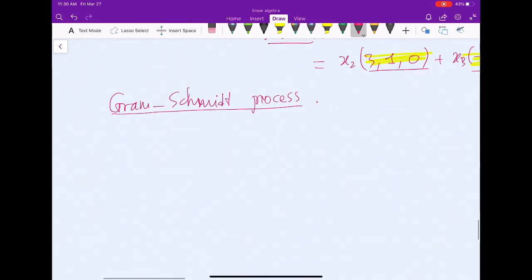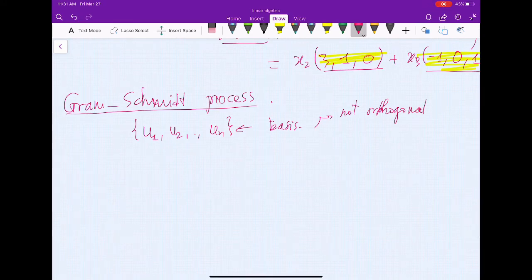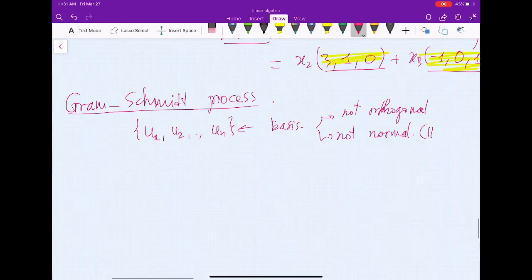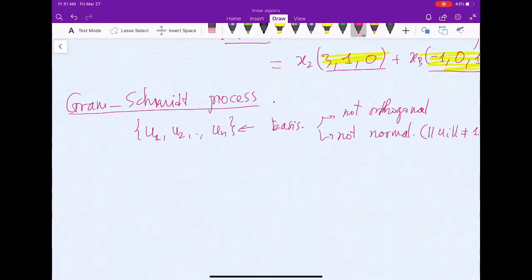The main idea of the Gram-Schmidt process is the following. You have vectors u1, u2, ..., un, and these n vectors form a basis for your vector space. They are not orthogonal, and they are not normal, meaning the norm is not 1. You want to get an orthonormal basis.